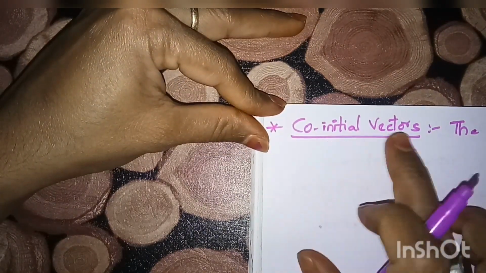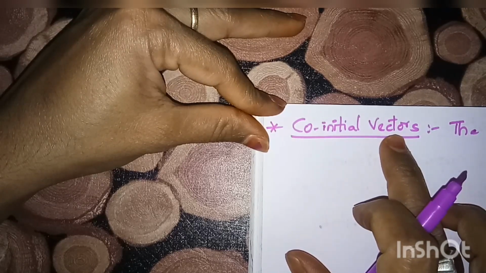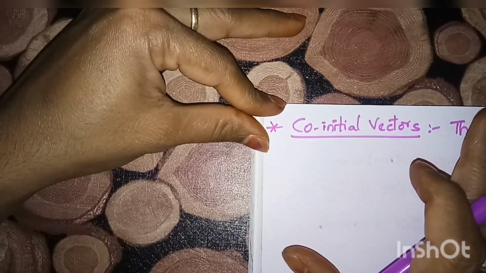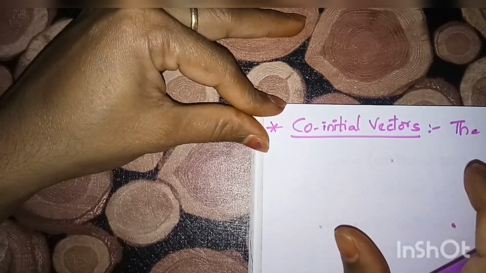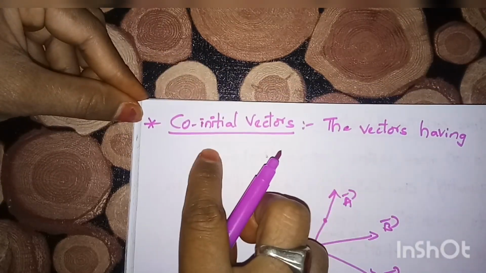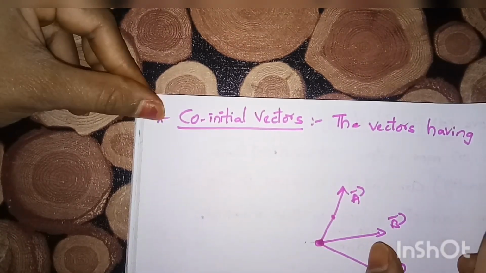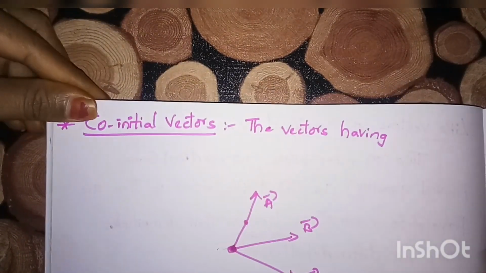Next vector is co-initial vectors. What is meant by co-initial vectors? If we take a number of vectors, they should move from the same initial point. So these are three vectors starting from the same initial point. Same initial point means the same starting point. Those vectors we call co-initial vectors. Co-initial vectors means the vectors should have the same initial point.